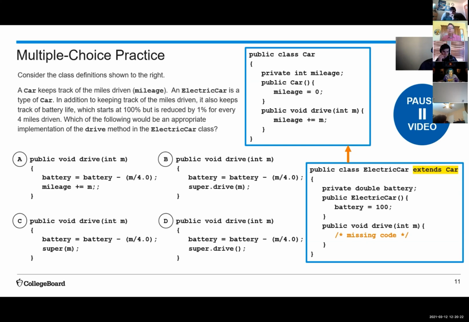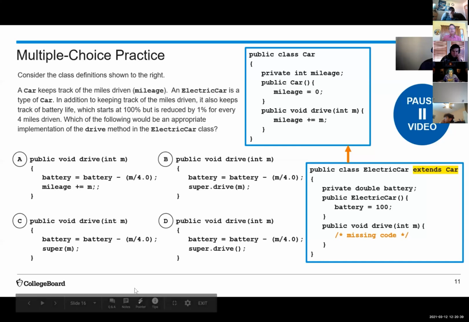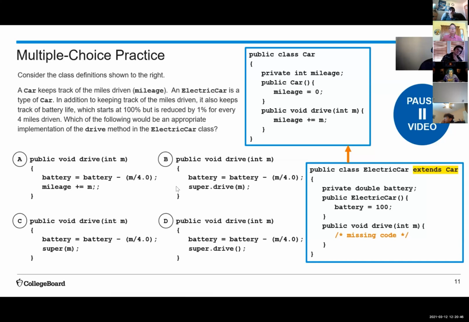So the key here is for an electric car, we need to keep track of the mileage, which was something the parent was already doing. And we also need to keep track of the battery usage. So let's take a look at A. A says battery equals battery minus, obviously this is the right formula because all four answers have this, but it's the number of miles divided by 4. It's going to take away one point from the battery charge.